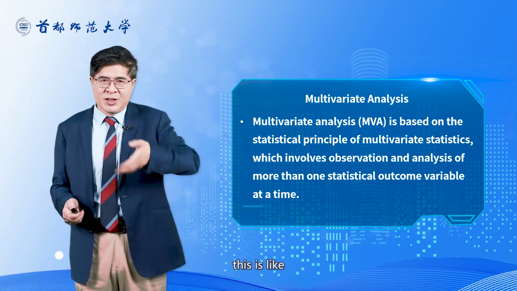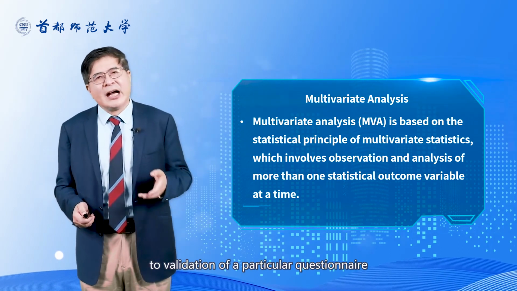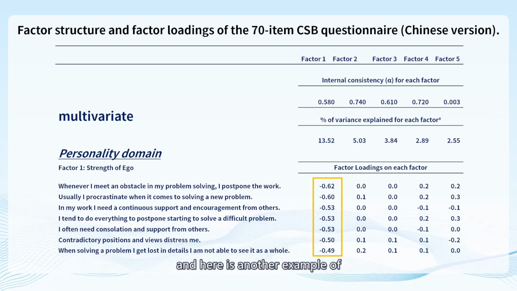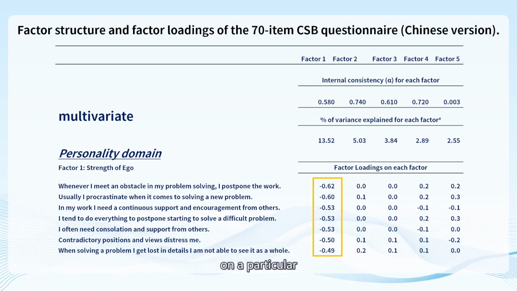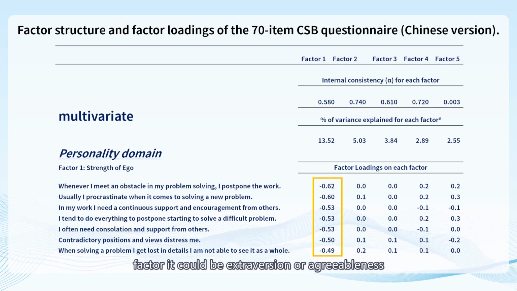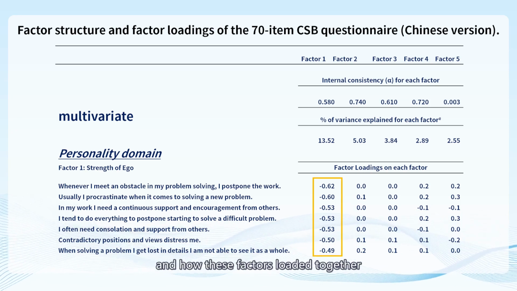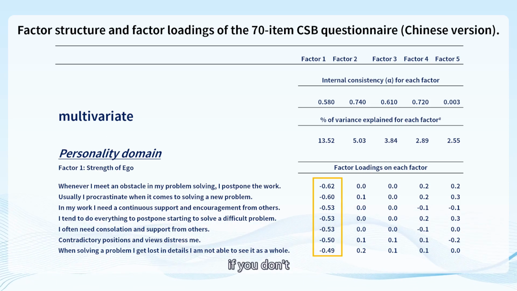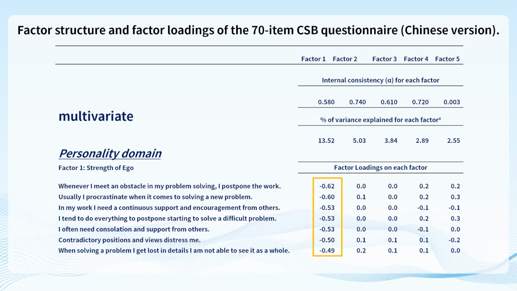To give you an example, this is how multivariate analysis is done for validation of a particular questionnaire. And here is another example of how different factors would load on a particular factor. It could be extroversion, agreeableness, conscientiousness, neuroticism, and open-mindedness, and how these factors load together. If you study statistics, you would understand this immediately. If you don't, never mind. This is enough for you to know.